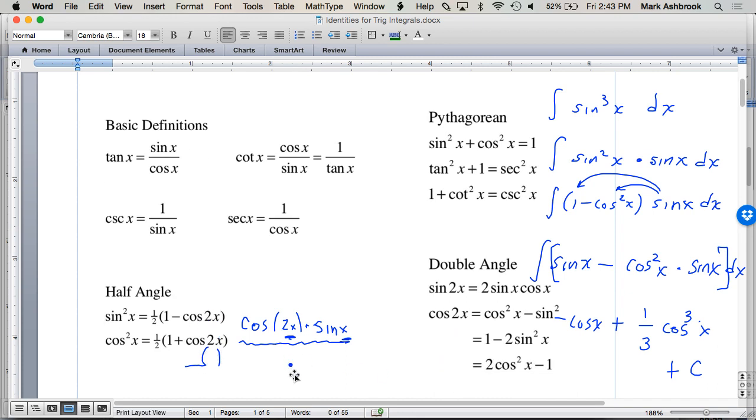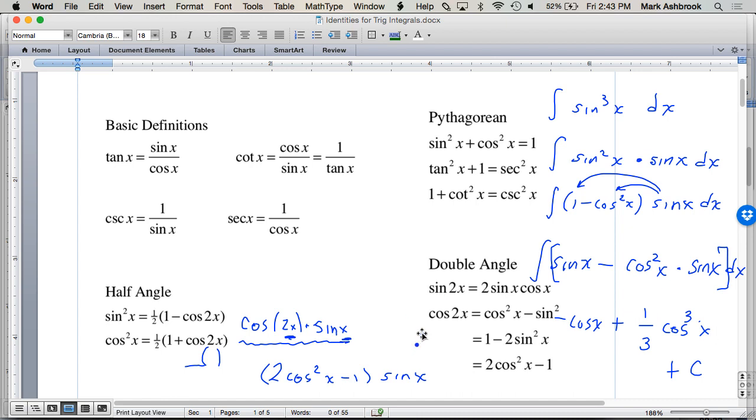You could have, for cosine 2x, 2 cosine squared x minus 1 times sine x. And now you have virtually the same thing we have here, so it's a roundabout way of doing the same thing, basically. So it's just more work. It just kind of makes sense going half and double. Right, exactly. Just revert back to the same.